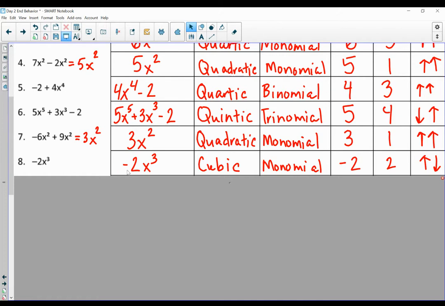So now I have this negative 2x cubed. It is a cubic function because it's to the third power. It's a monomial because there's only one term here. Negative 2x cubed is one term. The leading coefficient, the number in front of the variable, is negative 2. Since negative 2 is a negative number, I know that my end behavior is going to go down on the right. Then I go back and look at this, and my degree is 3. 3 is an odd number. So since it's an odd number, I know that the end behaviors are not going to go the same direction. So since I already determined that it's going to go down on the right, it automatically is going to go up on the left.